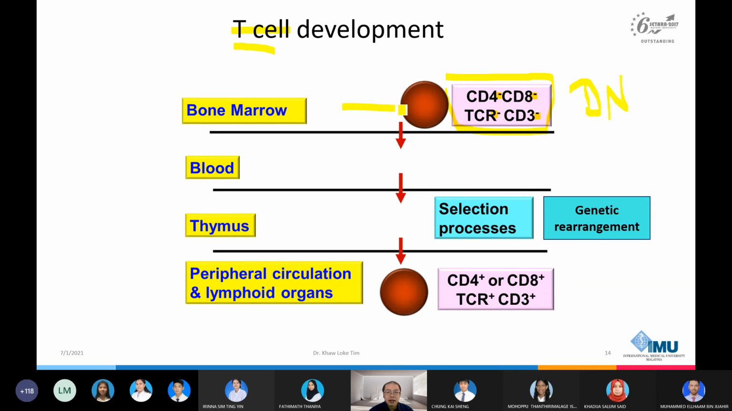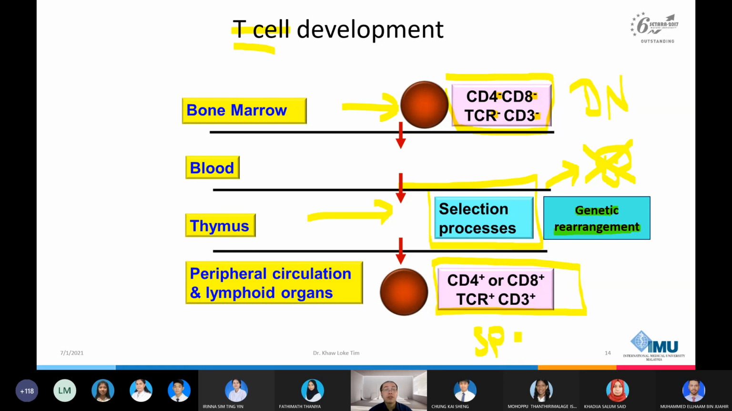So imagine this as a high school. Now they go to the university, and here they need to go through a bunch of selection processes. These selection processes are like your exam, just very stringent. Failure of that exam leads to death, unlike med school where you resit. So a bit different. During this selection process, they undergo genetic rearrangement. The VDJ recombination happens here as well. All in all, the idea is to generate an SP, a single positive cell.